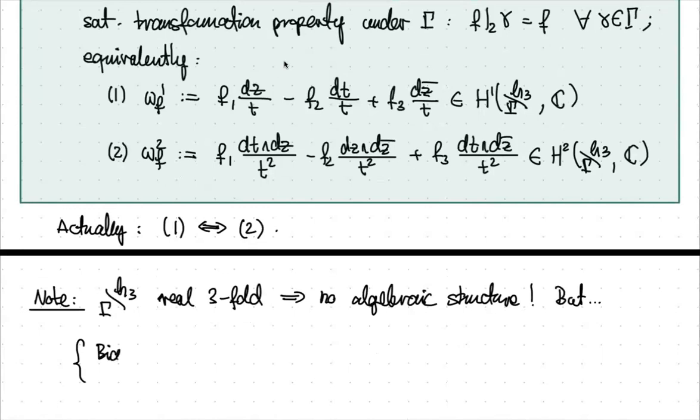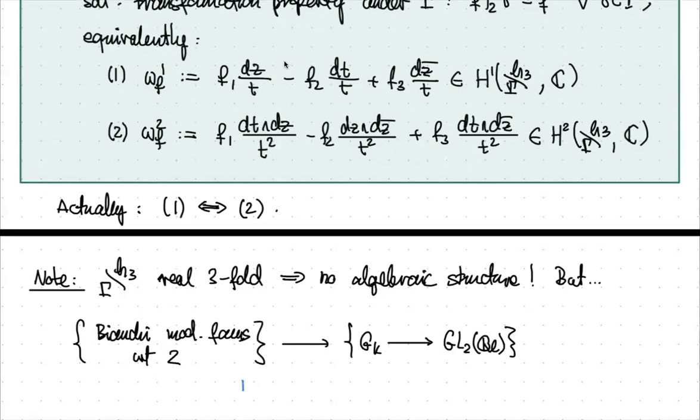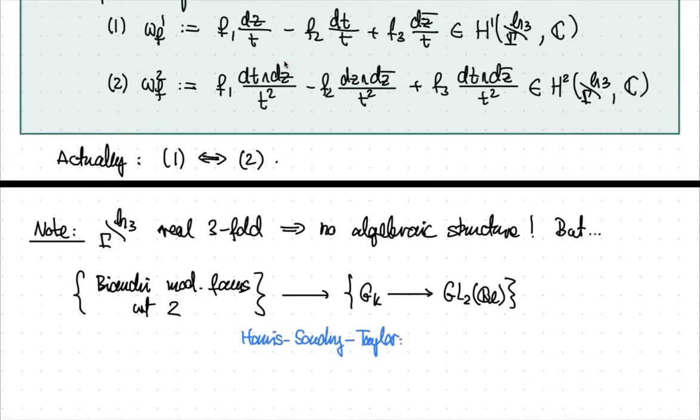So if you look at Bianchi modular forms of weight 2, there's a way to associate a representation of G_K, where this is the absolute Galois group of K, landing in GL_2(Q_ℓ). Okay, maybe I'm assuming some sort of integrality so that I don't have to take Q_ℓ bar here. And so this association was due to Harris, Soudry, and Taylor originally. And the way it goes actually is quite interesting.